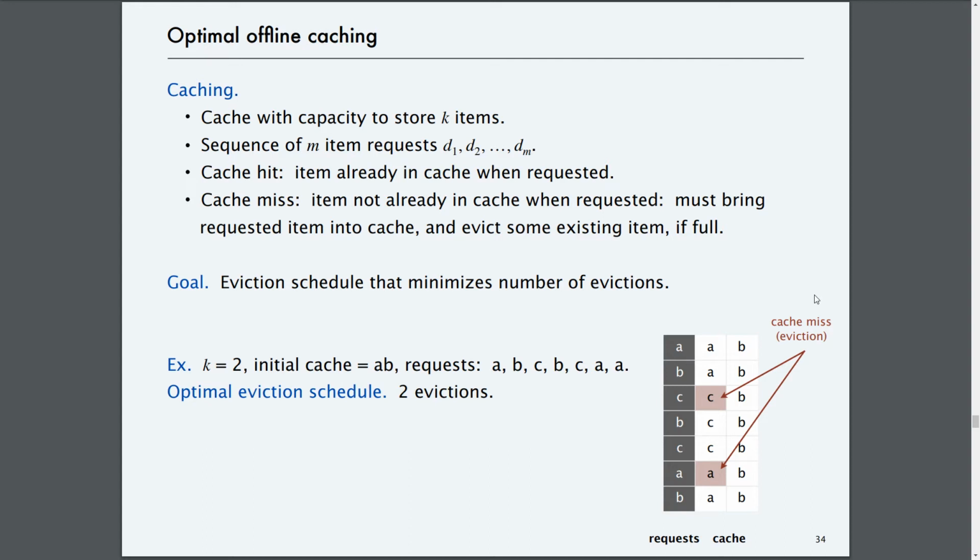And when a cache miss happens, we have to bring the missing item, the requested item, into the cache and evict some other item if the cache is full. So we want to minimize the total number of evictions. So, an example: we have k equals 2 and the initial cache is A, B. Our requests are A, B, C, B, C, A, A.